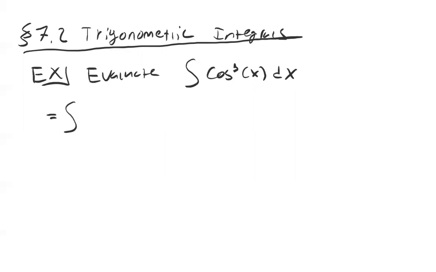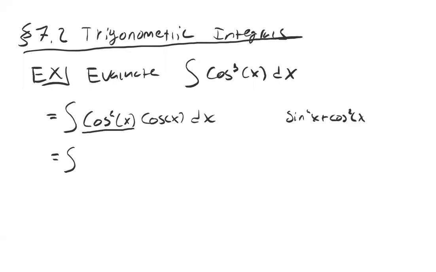If I separate this cosine cubed into cosine squared times cosine, I still don't have a sine here, but what you should notice is I have a cosine squared here. What we're going to do with that cosine squared is rewrite it. We're going to use the identity sine squared plus cosine squared equals 1 because we're on the unit circle. And that tells me that cosine squared is 1 minus sine squared x.